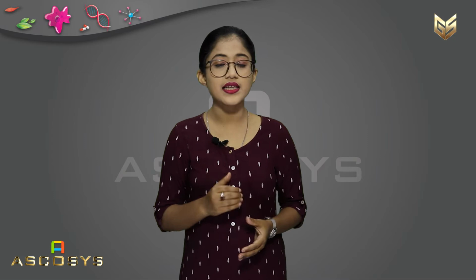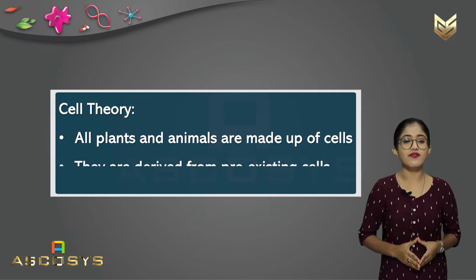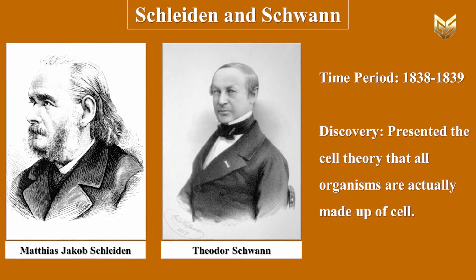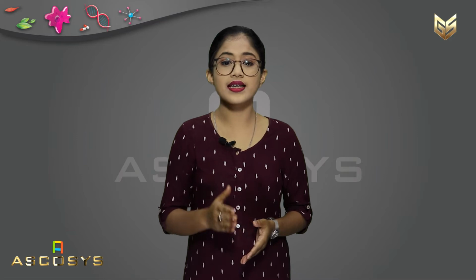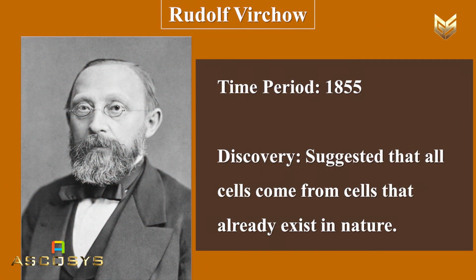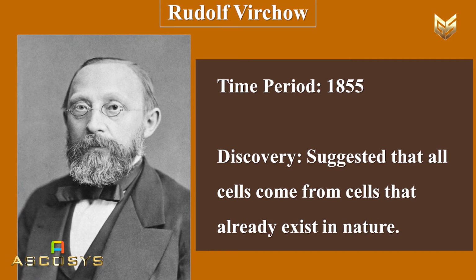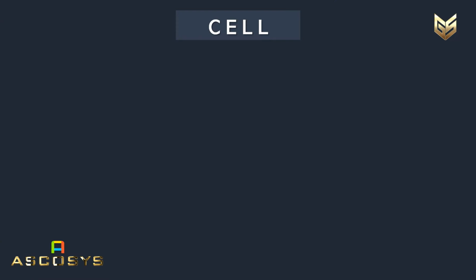And next, the cell theory, which states that all the plants and animals are made up of cells and they are derived from pre-existing cells. That was given by two biologists, Schleiden in the year 1838 and Schwann in the year 1839. This cell theory was further expanded by Rudolf Virchow in the year 1855, and he suggested that all cells arise from pre-existing cells. And next, with the discovery of the electron microscope in the year 1940, it was possible to observe the complex structures which are present inside the cells.